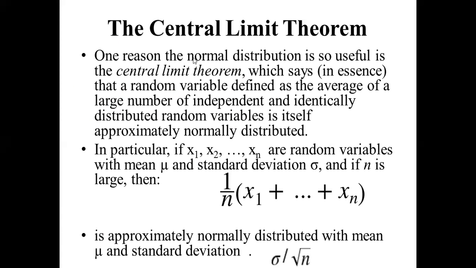One reason the normal distribution is so useful is the central limit theorem, which says that a random variable defined as the average of a large number of independent and identically distributed random variables is itself approximately normally distributed. So the central limit theorem applies when we are talking about the data values.